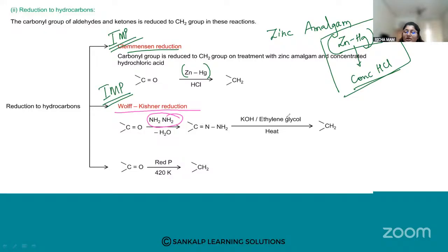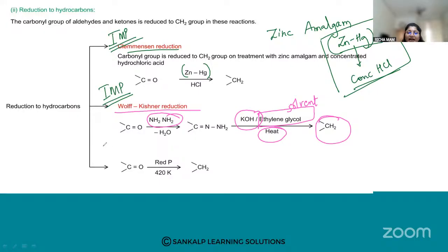Followed by that, we are going to heat it with sodium hydroxide, or you can use potassium hydroxide, in ethylene glycol solvent. We are going to get a hydrocarbon. Understood? So in Wolff-Kishner reduction, we are converting the aldehyde or ketone.